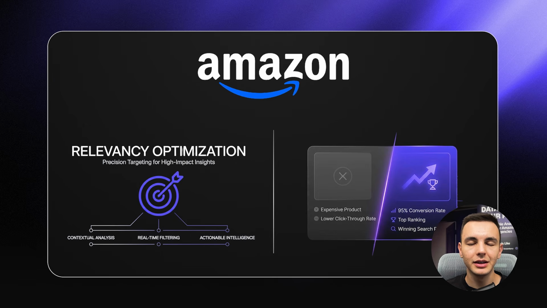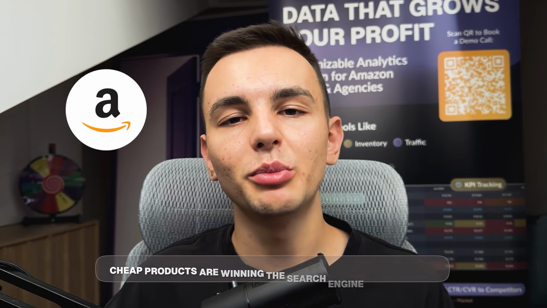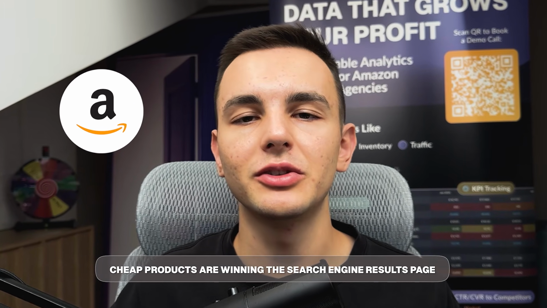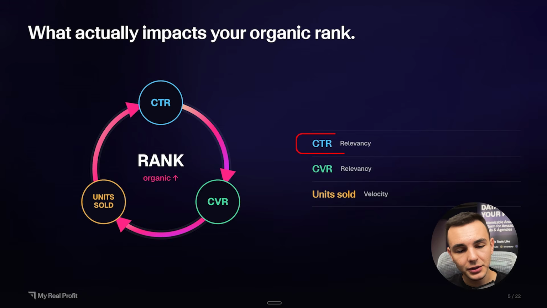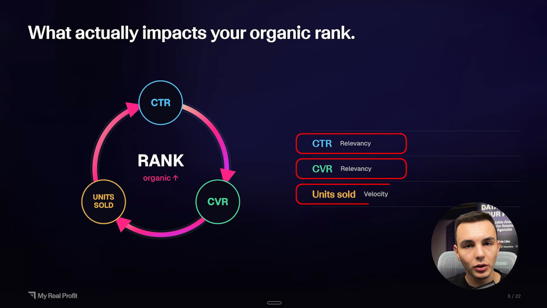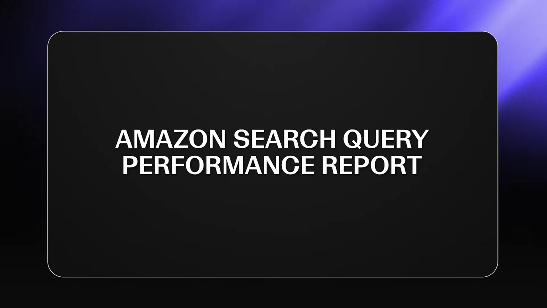As simple as that. And that's why you can see on Amazon, cheap products are winning the search engine results page. You might never see an expensive product ranked number 1. Obviously, there will be a cheap alternative ranked number 1 because it has better click-through rate, better conversion rate, and it sells more units. Maybe it doesn't make more revenue, but in the Amazon algorithm's eyes, it's the best product. So we're going to try to fix your click-through rate, conversion rate, or units sold in order to improve your organic rank. And that's why we need the Amazon Search Query Performance Report.